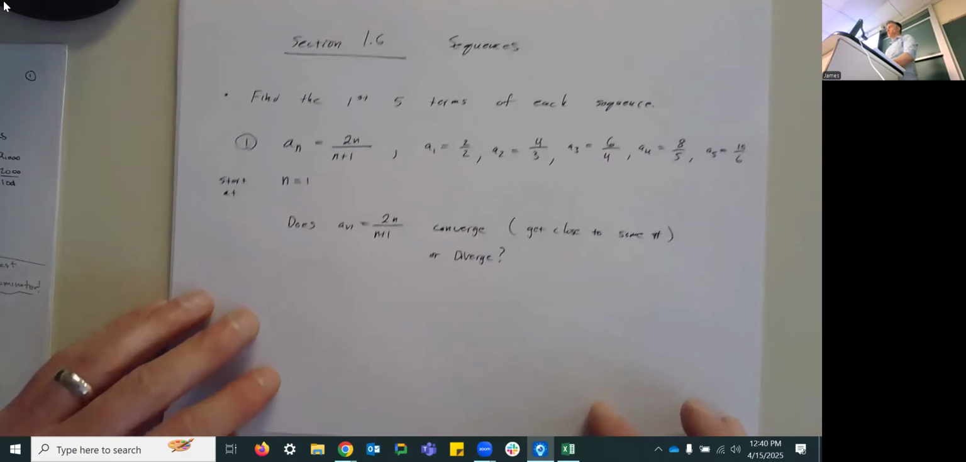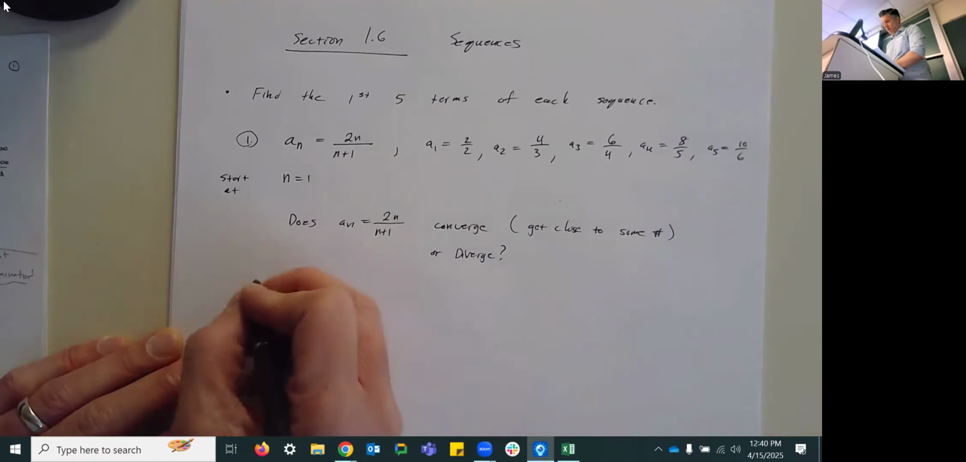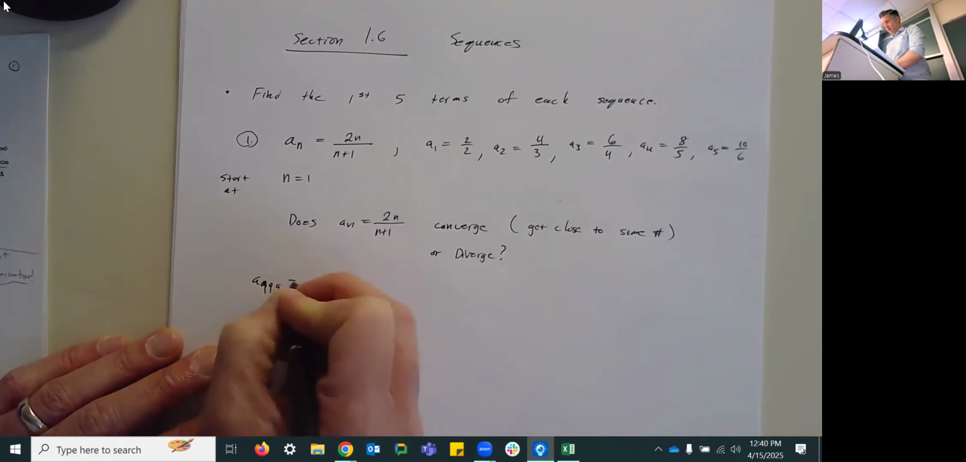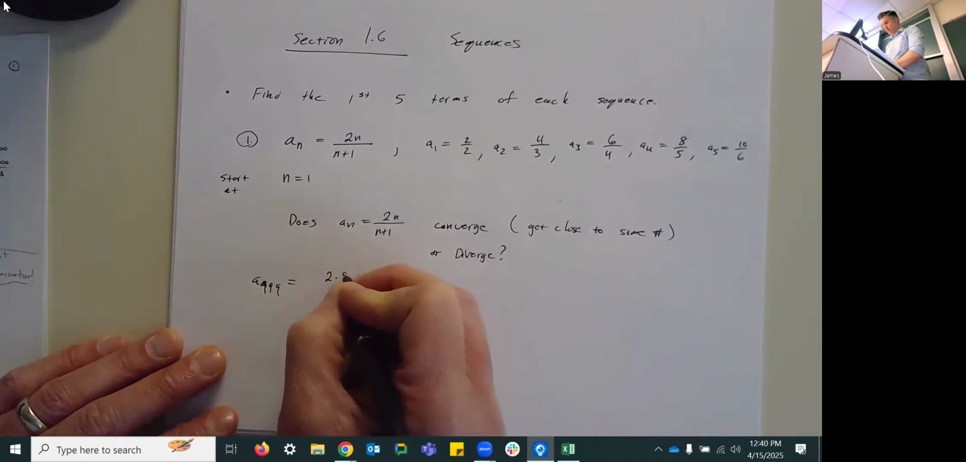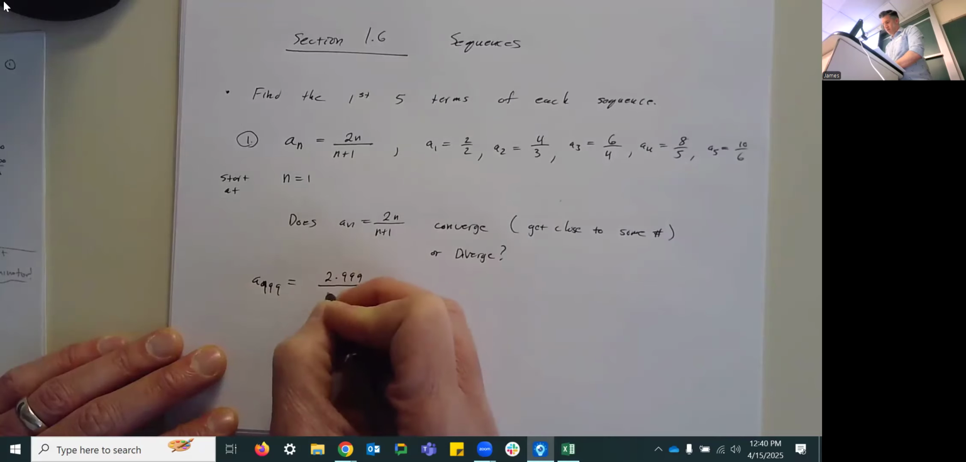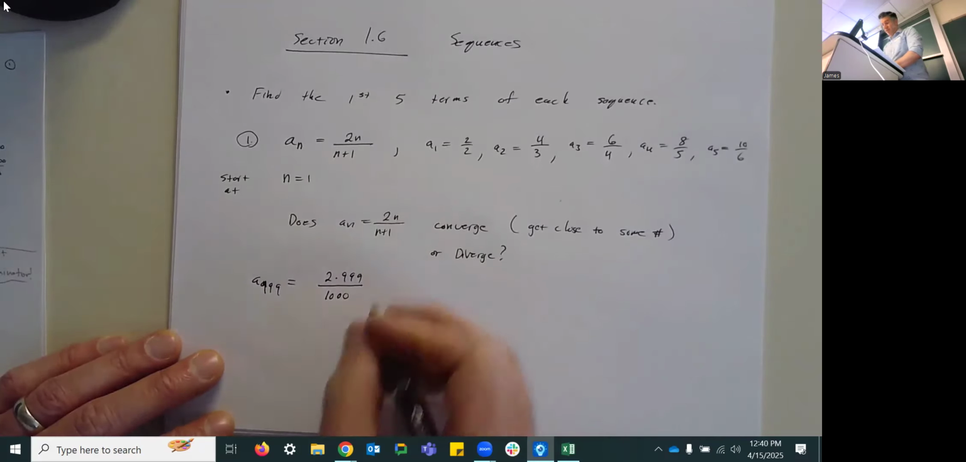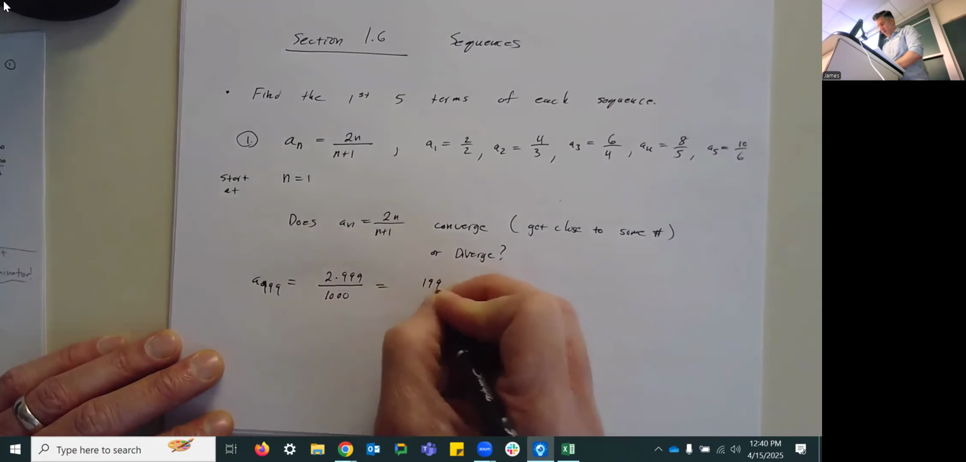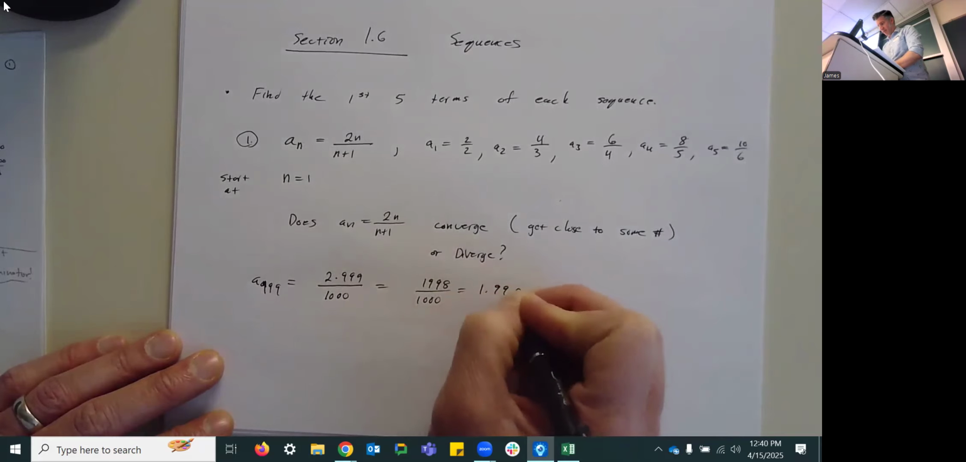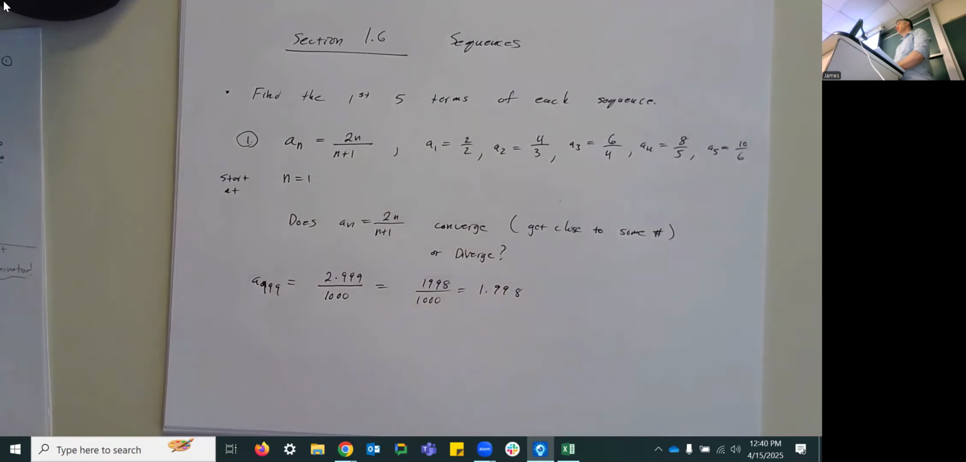Well, let's look at some further out terms. Like if I said a sub 999, that's going to be 2 times 999 divided by 999 plus 1, or 1,000. 2 times 999 is 1,998 divided by 1,000 is 1.998. Seems like it's pretty close to 2.